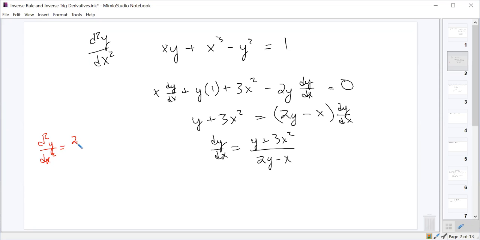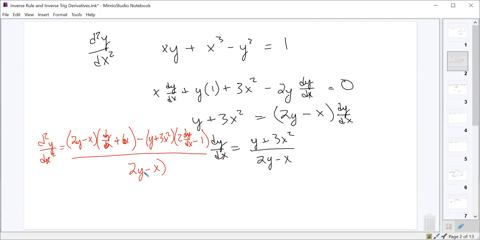So it's the denominator times the derivative of the numerator, which is dy dx plus 6x, and then minus y plus 3x squared times the derivative of the denominator, which is 2 dy dx minus 1, all over that denominator, 2y minus x squared.